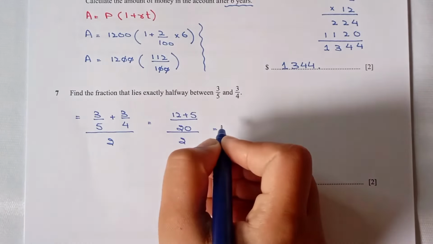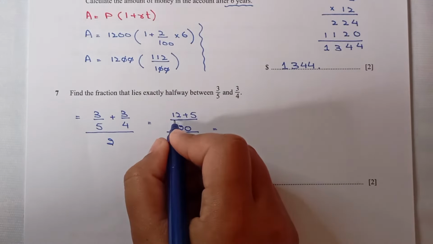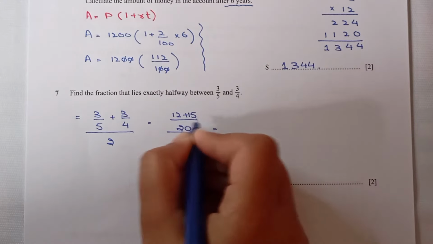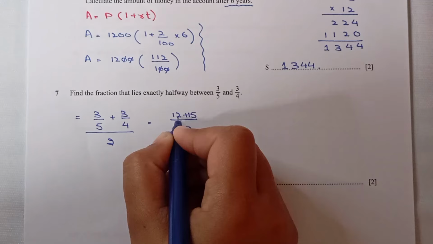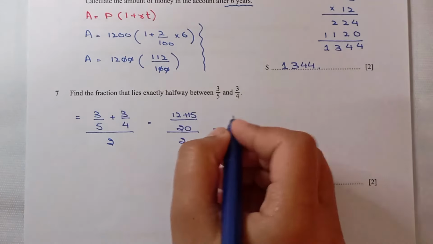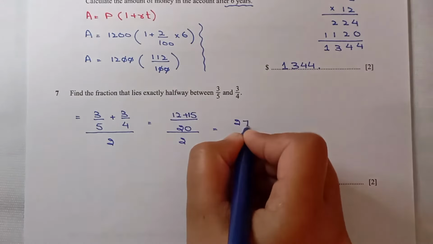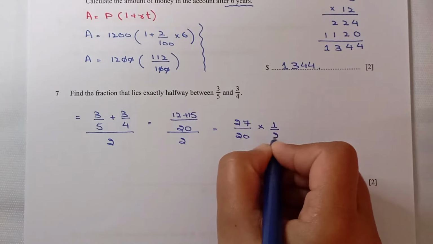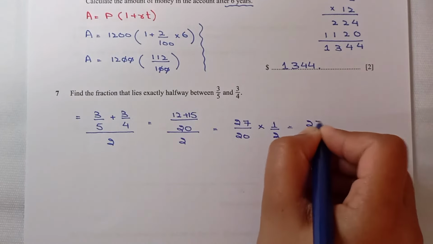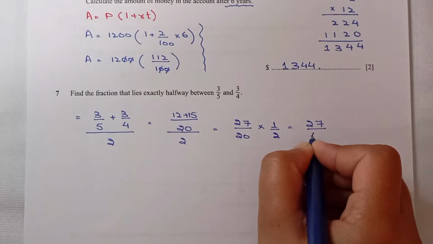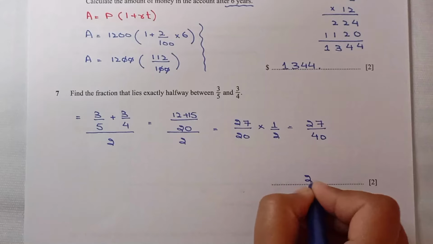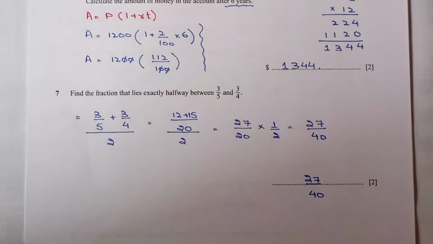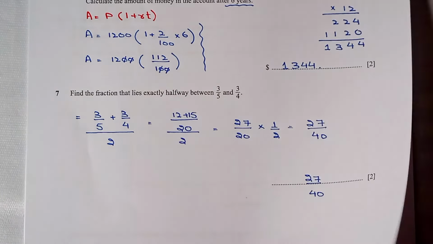And this would be equals to 12 plus 5, sorry, this is 15. 12 plus 15, 5 plus 2 would be 7 and 27. Yes, this is 27 dividing by 20 times 1 by 2. So this is 27 dividing by 40. Yes, so this fraction lies exactly halfway between 3 by 5 and 3 by 4. That is 27 out of 40.